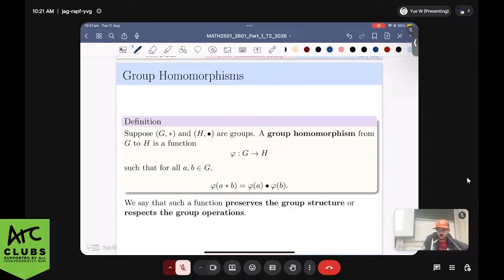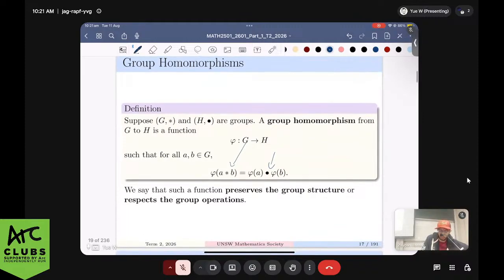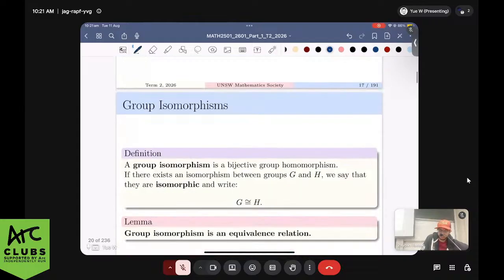Well, A star B is going to be an element in G, and we want this to be phi of A star phi of B, but that doesn't work because H is actually a different operation, dot. So we just use the dot operation for H. So that's why the operations change between each one, because the codomain and domain are different. So you need these properties to be a group homomorphism. It's just a function between the groups which preserves the structure.